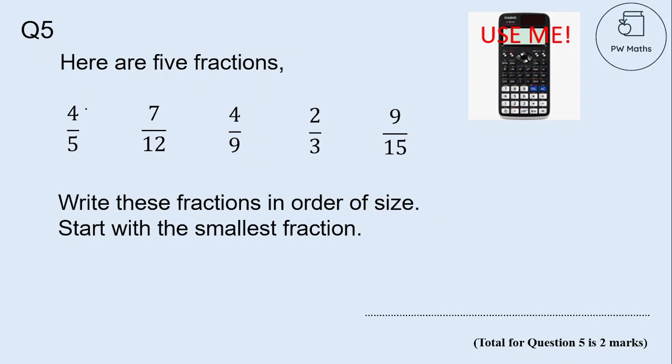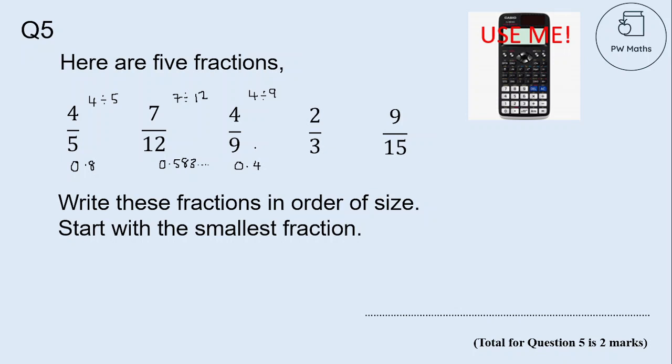So this 4 divided by 5. 4 divided by 5 is 0.8. 7 divided by 12 is 0.583, and then it goes on for a little bit. 4 divided by 9 is actually 0.4 recurring, but I'm not going to write the recurring.